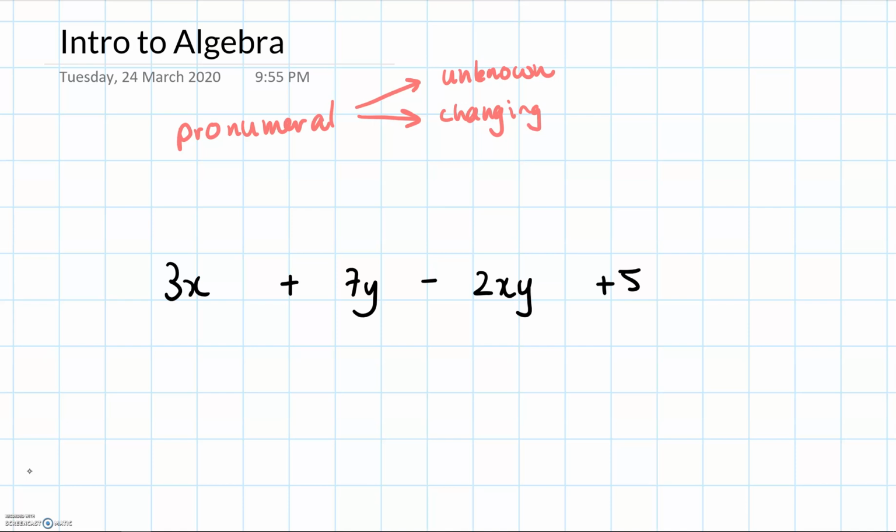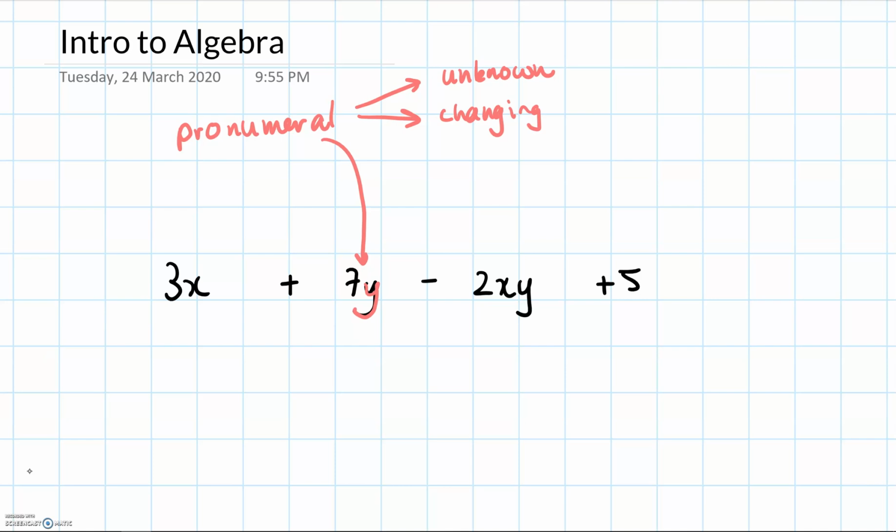So for example, I have this little expression down here, and we're going to go through what an expression is in a second. But my pronumerals would be, for example, x in the first term, y in the second term, x times y or xy in the third term. Those are just my pronumerals. My pronumerals are just my letters. They are used to represent numbers.